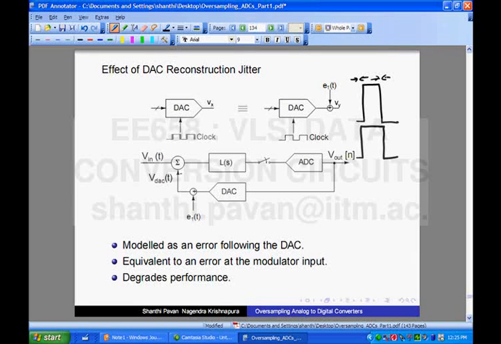Does it make sense? The DAC output updates at the edges of the clock. If the edges of the clock move around, the DAC will update at slightly different times. It's quite straightforward. So the question is, what happens now to this? And as usual, we model the DAC output with a jittery clock as the output of a DAC with a clean clock plus some error waveform.